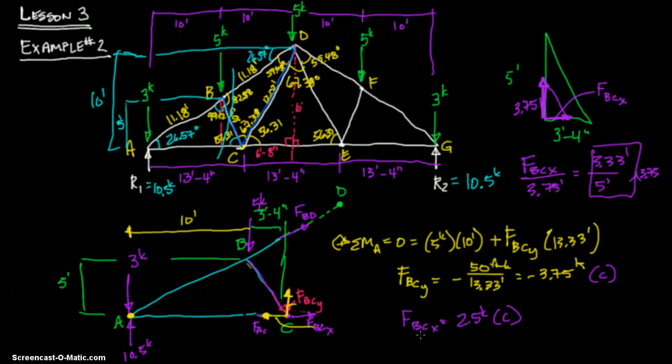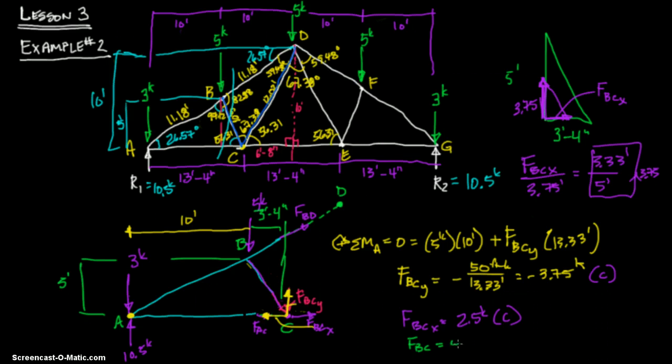And then we need to figure out what FBC is as opposed to the components. An easy way to do that is to use the Pythagorean theorem. I'm not going to write it out, I'm simply going to tell you what I'm doing. I take 3.75 squared plus 2.5 squared, I hit enter, and that equals 20.3, and then I take the square root of that answer, or to the 0.5, and I get 4.51, or 4.50, depending on how you round. I will go ahead and say 4.51.